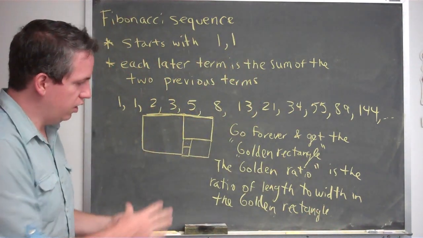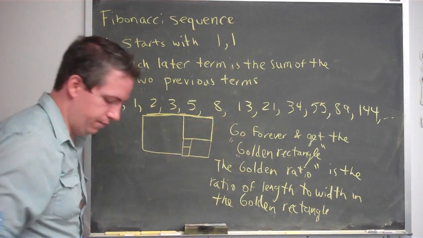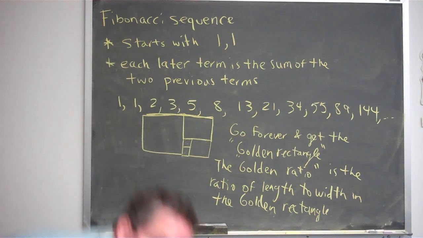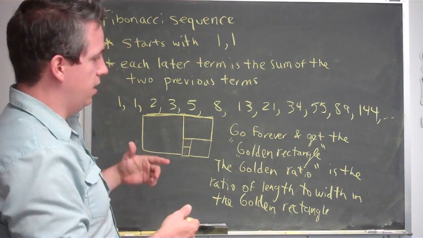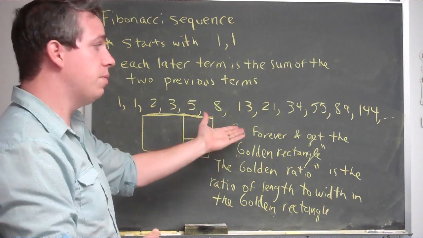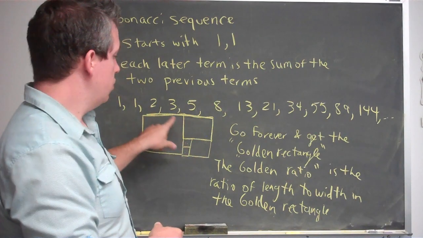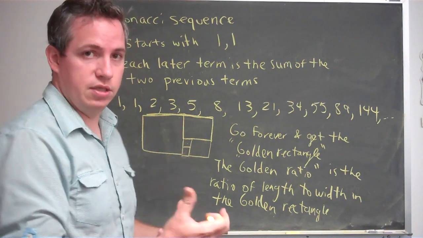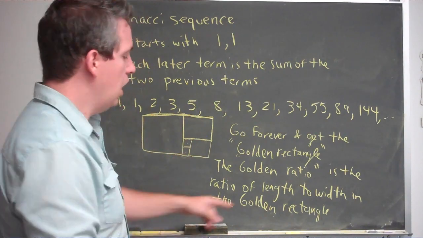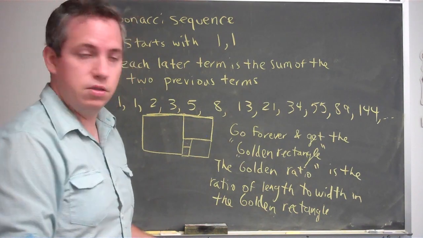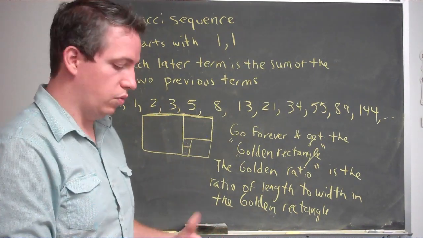Alright, so the golden rectangle is what you get if you keep on going on forever. Now technically, we can actually figure out what the golden rectangle looks like based on looking at the ratio, or what happens to the ratios as we go off forever. So this rectangle is really nice. It looks like what we kind of think of as a rectangle. And the golden ratio ends up being pretty decent too. So let's see if we can look at the golden ratio.